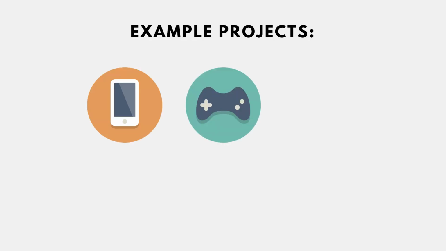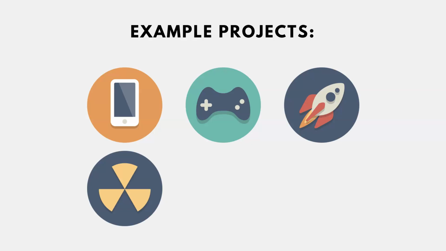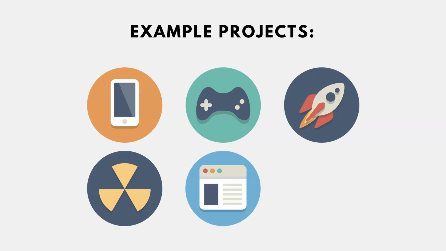Some other example projects might be to create a smartphone application, design a video game, build and launch a rocket, clean up a hazardous waste site, build a website, and construct a road. Obviously, there's lots more example projects, but these are things that don't last forever. They typically have a start and they have a finish, and we manage them differently than we would a process.